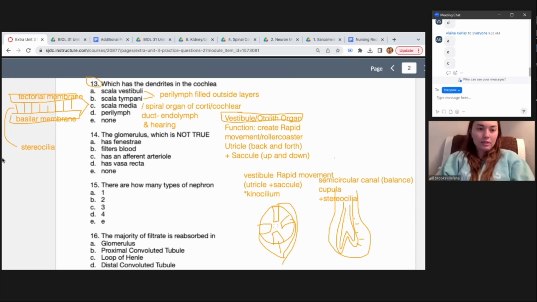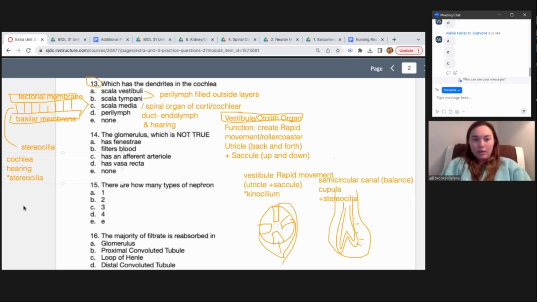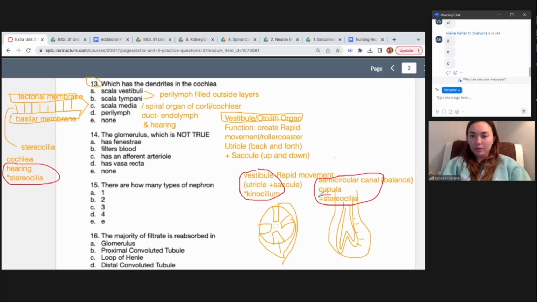And then our third sensation over here is the cochlea. It's for hearing. And we have the stereocilia again. Okay, so our dendrite, highlighting in red, dendrite for hearing, stereocilia. Dendrite for rapid movement, kinocilium. Dendrite for the semicircular canal, balance, stereocilia. Good? So hopefully that's a good little visual all on one screen for you guys to see the dendrites for each of those sensations in the ear.